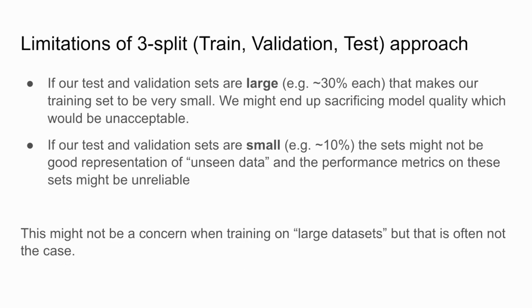However, this approach also has some limitations. To be effective, the test and validation sets have to be large enough to be representative, which reduces the training data significantly. This can lead to a compromise in the model's performance. On the other hand, very small test and validation sets might lose their purpose if they're not able to represent the unseen data holistically.